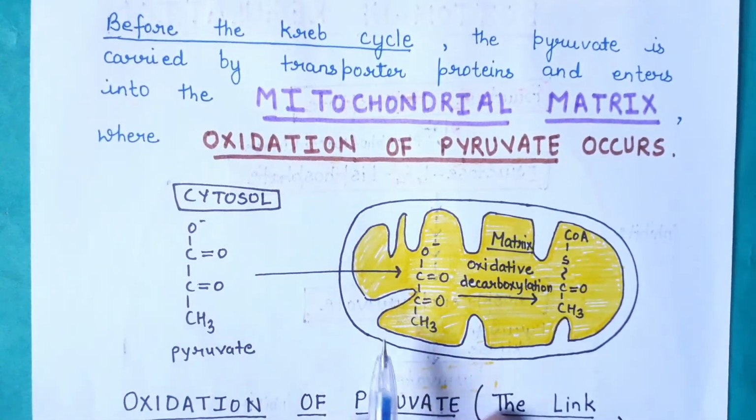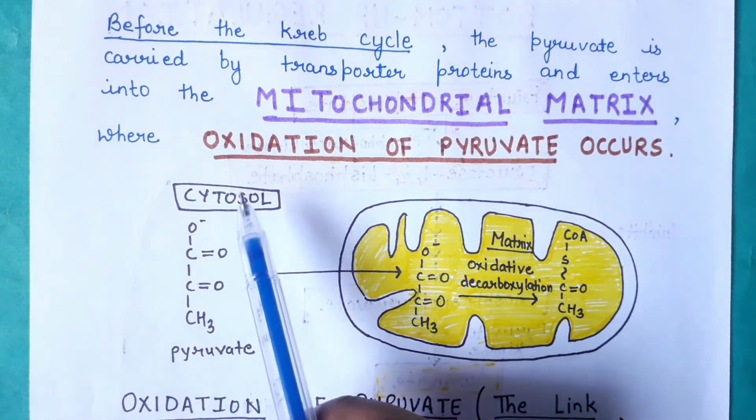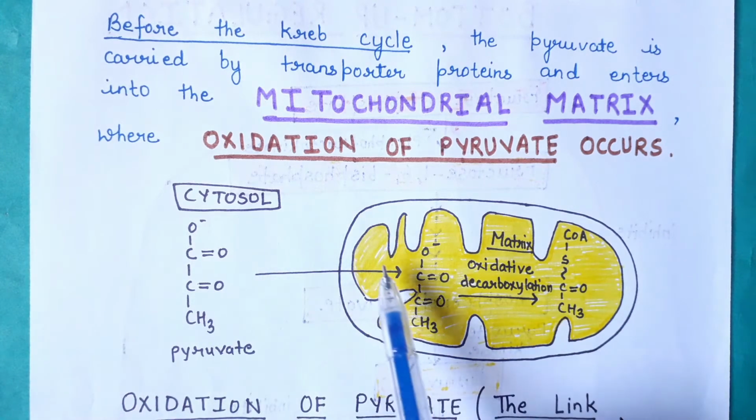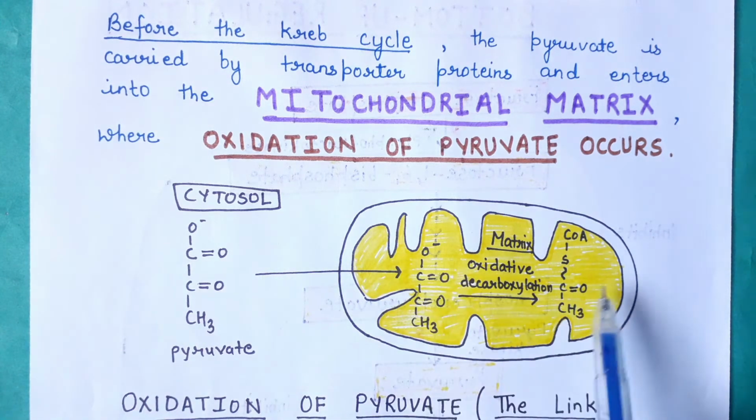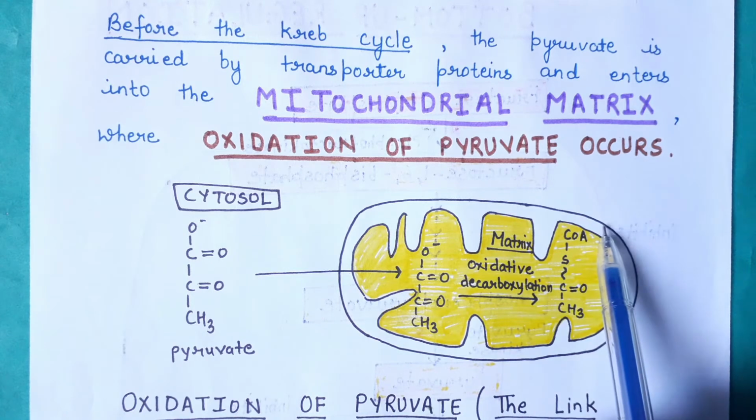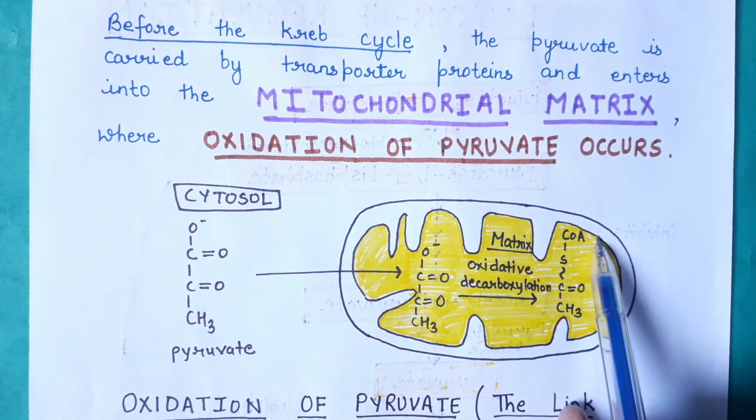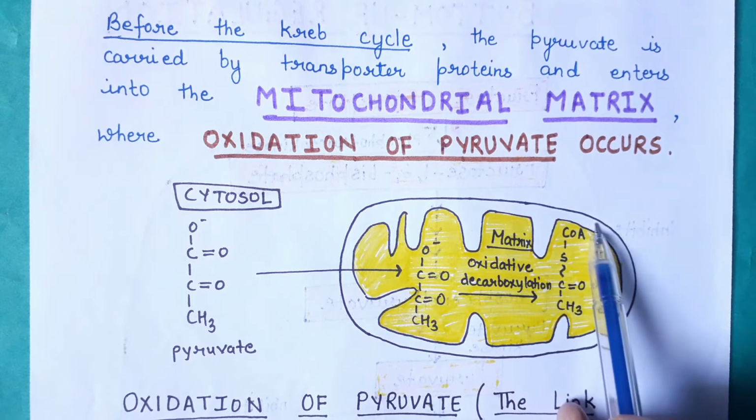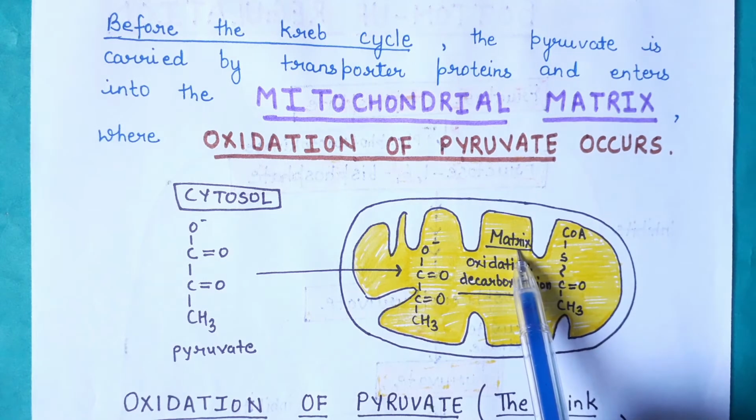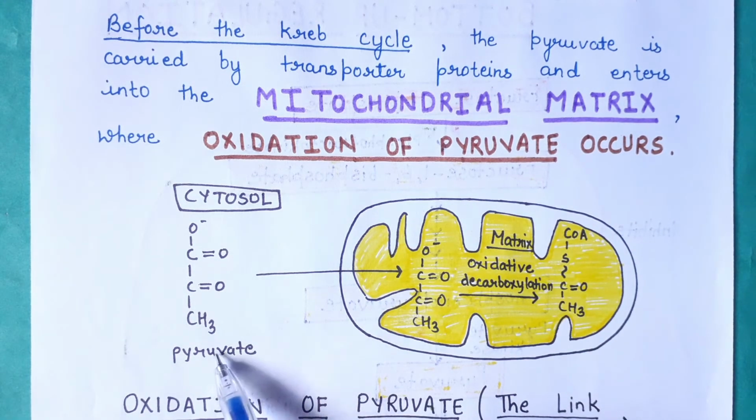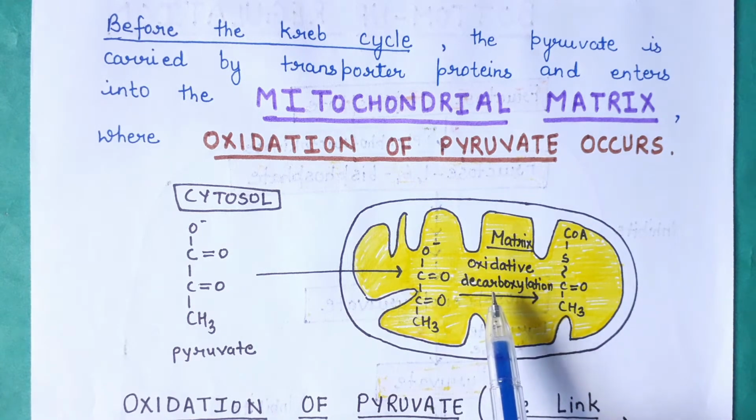As you can see in this diagram, this is your pyruvate, which is present in the cytosol. It is carried by transporter proteins into the mitochondria. This is your mitochondria, which is called the powerhouse of the cell. It consists of an outer membrane, an inner membrane, and the space between these two membranes is the intermembrane space, and this one is the matrix of the mitochondria. The pyruvate is carried by the transporter proteins into the mitochondrial matrix, where a process takes place called the oxidation of pyruvate.